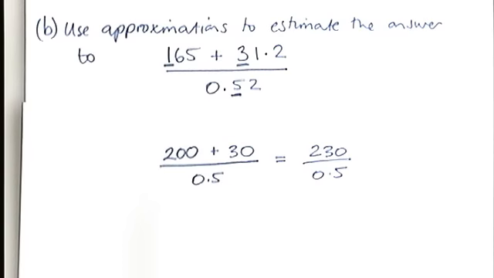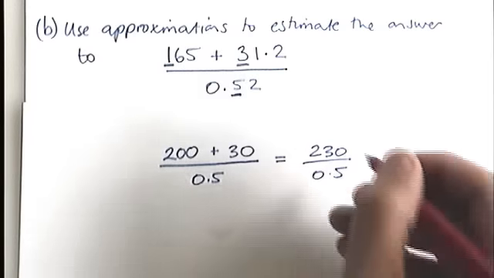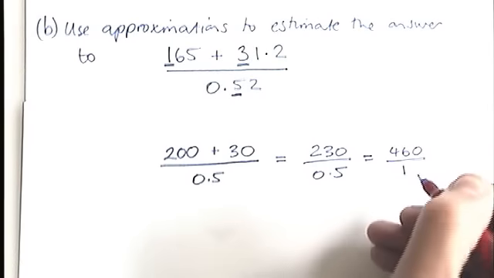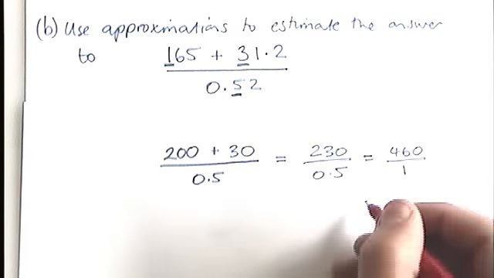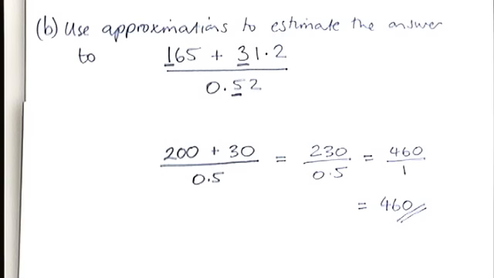That's not my favourite way of doing it though. My favourite way of doing it is to simply treat this like a fraction, to double the numbers, and then to say to myself, right, well now I've got something I can do. What's 460 divided by 1? It's just 460. So I have now estimated the answer, 460.